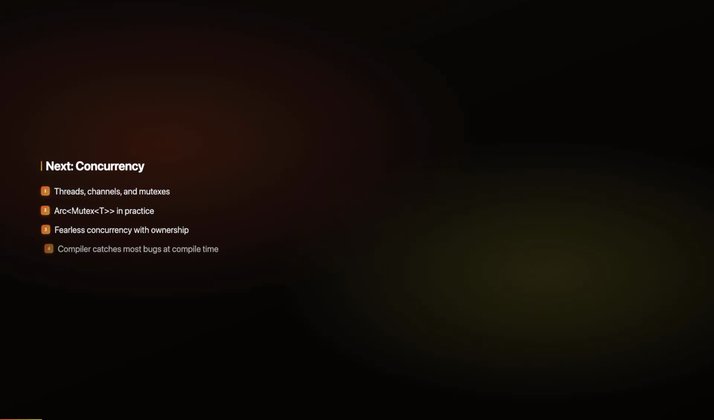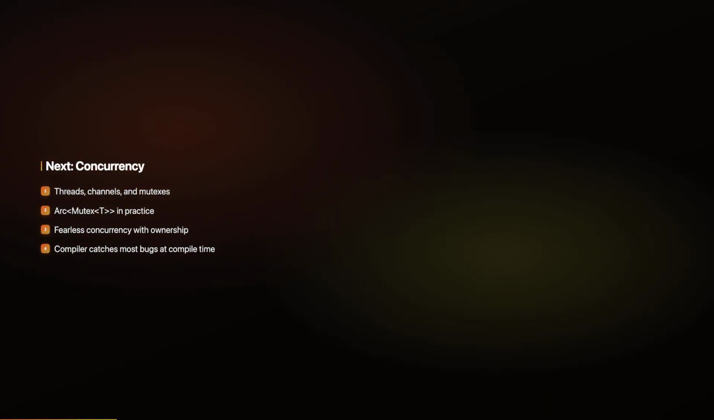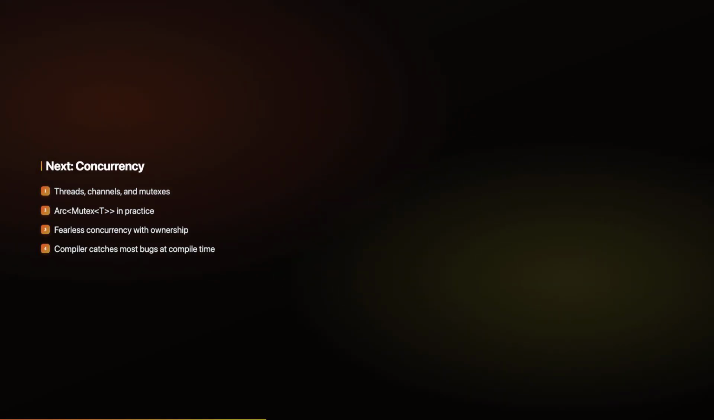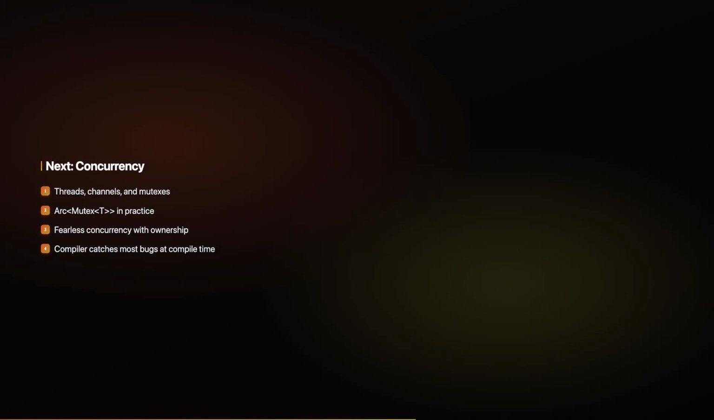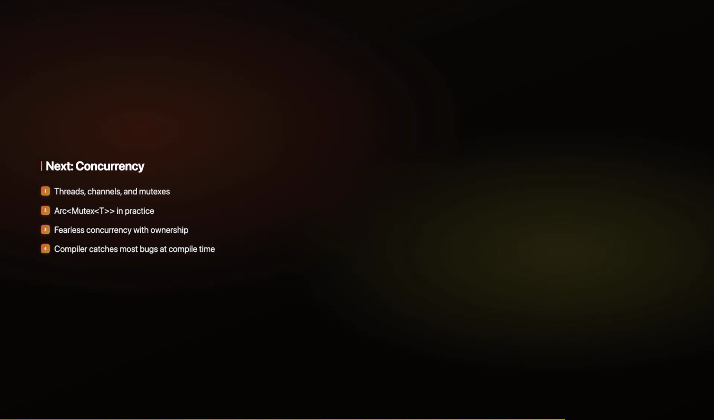In the next video, we will learn concurrency, threads, channels, and mutexes. We will see how Arc<Mutex> works in practice and why Rust's ownership system makes concurrent programming safe. Rust calls this fearless concurrency because the compiler catches most bugs before your code runs.